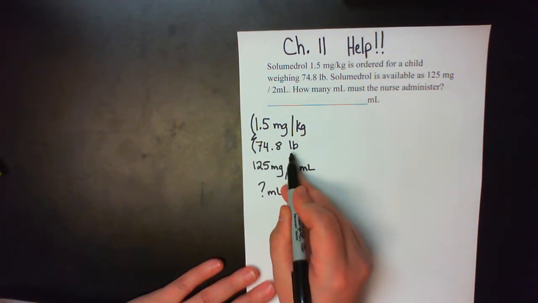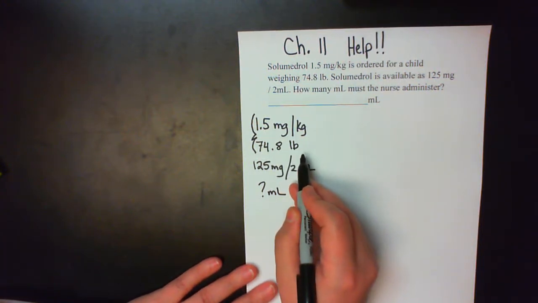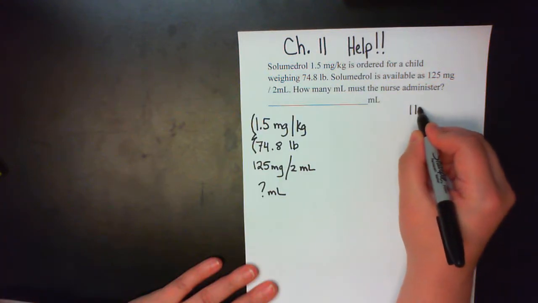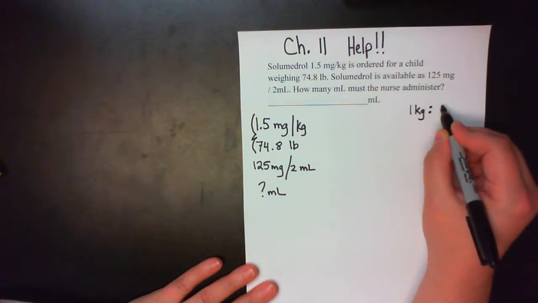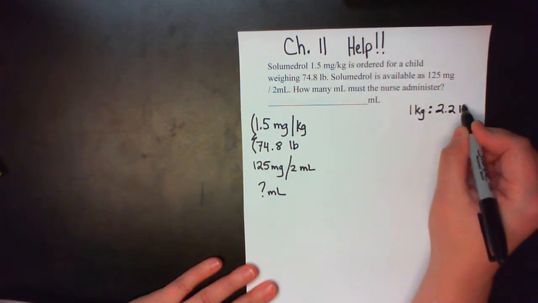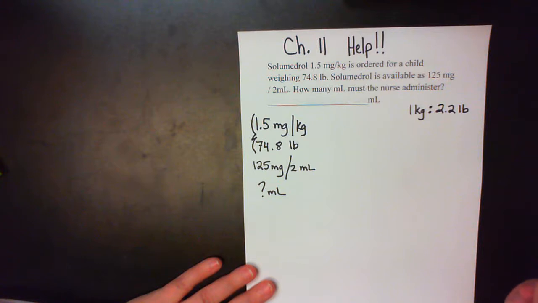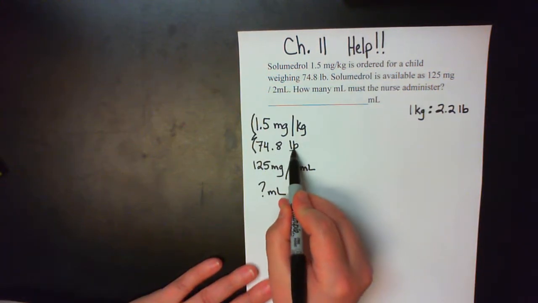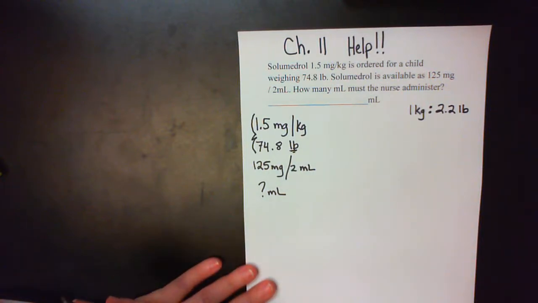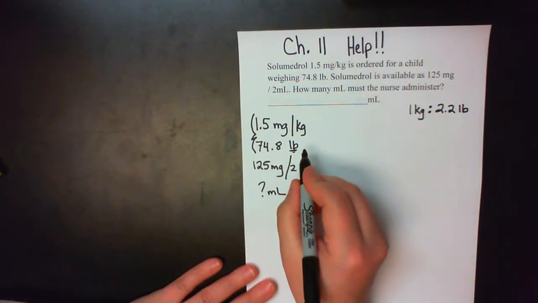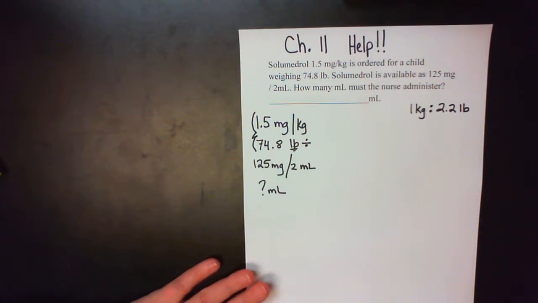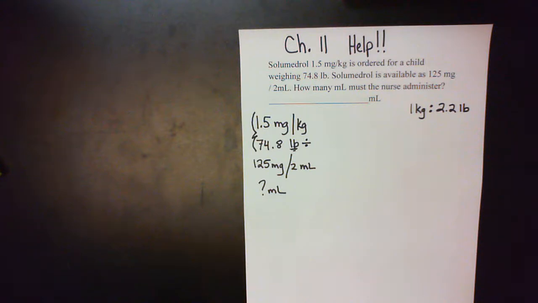So how do we get pounds, then, to kilograms? So you go back to your known variable, and we know that 1 kilogram is 2.2 pounds, and that is equal. So with that being said, anytime that it's written in pounds, we always know that we need to change that to kilograms. So what I'm going to do here is divide my weight in pounds by my weight in kilograms.